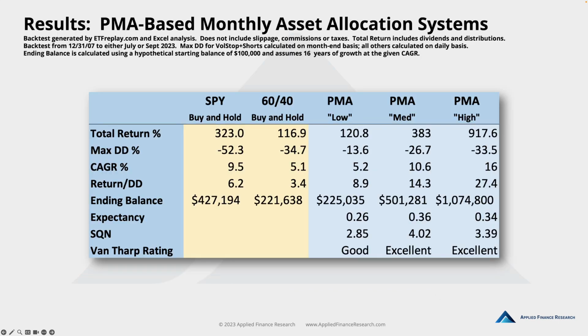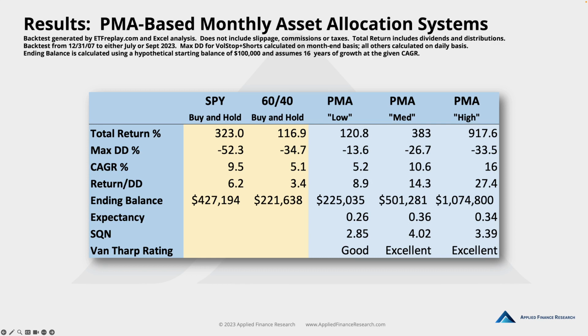What kind of results can we generate with the concept of moving averages? Here we're looking at backtest data for 3 portfolio moving average monthly asset allocation systems. On the right in blue, the first column labeled PMA low is a system that we built for the objective of conservative growth with lower drawdowns, with the goal of outperforming the 60-40 buy and hold approach. The third column labeled PMA high is a system we built for the objective of aggressive growth where higher drawdowns are acceptable. And the column labeled PMA medium was built for the objective with medium growth and medium drawdowns.